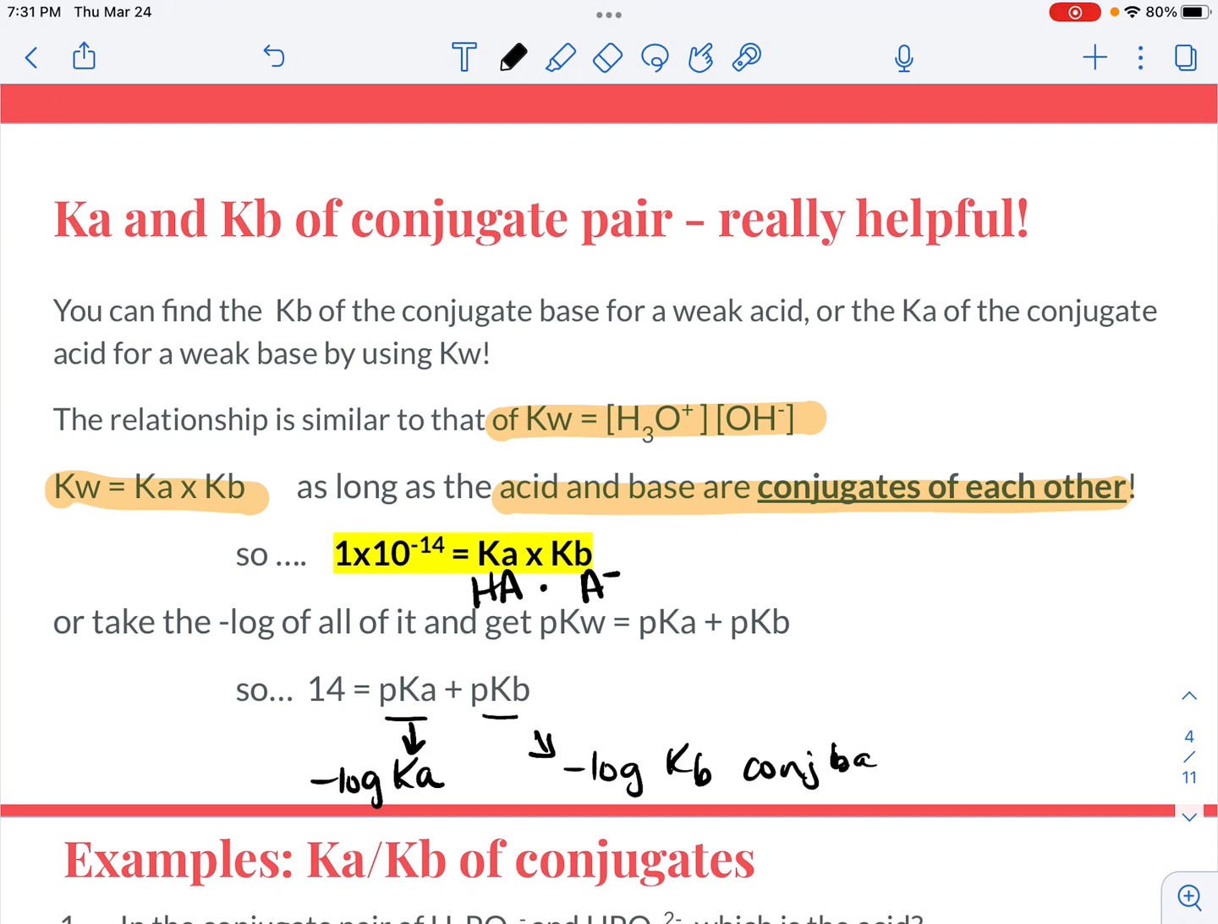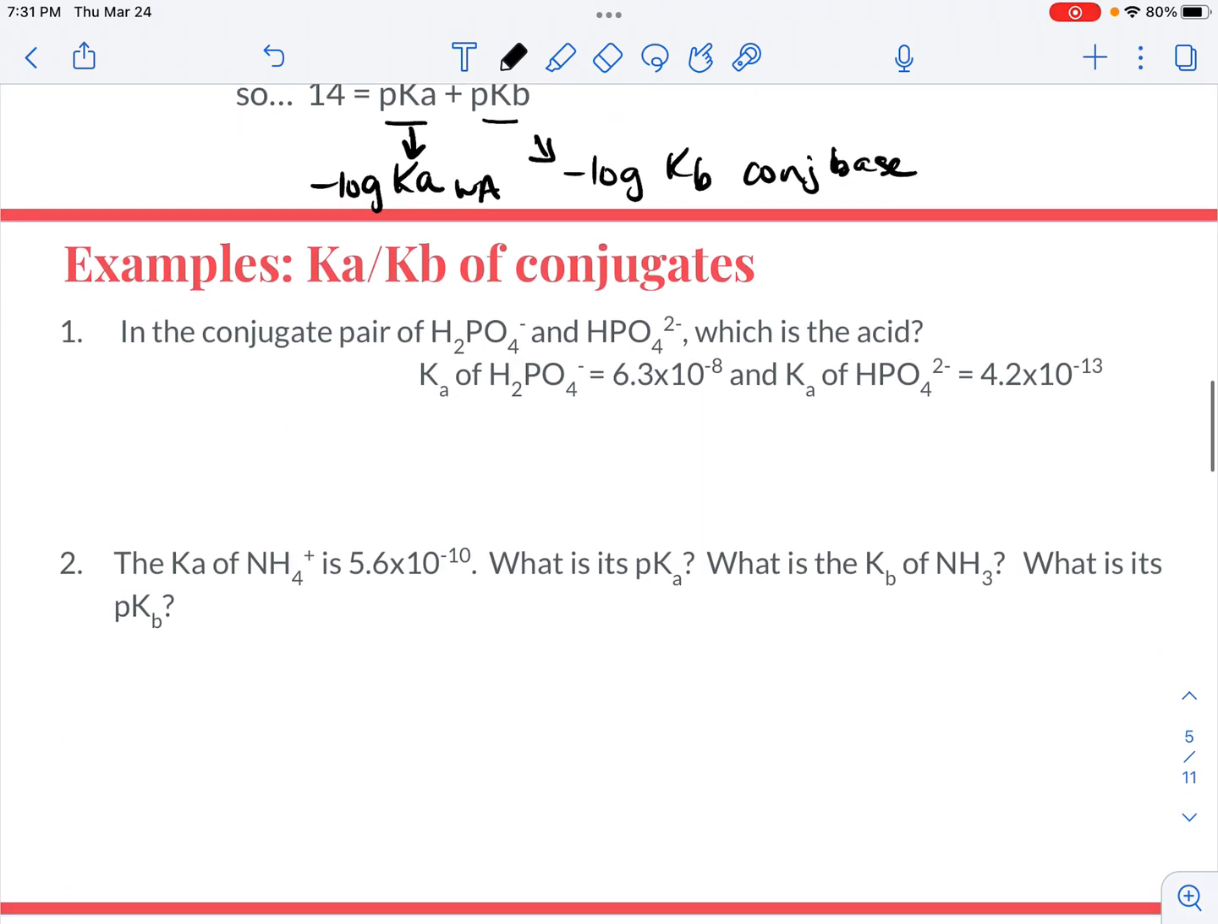Conjugate, sorry, conjugate base. Okay, so these relationships are to get you ready to start working. I do want you to look at this as some examples so that we can talk about how this helps us to know some things.